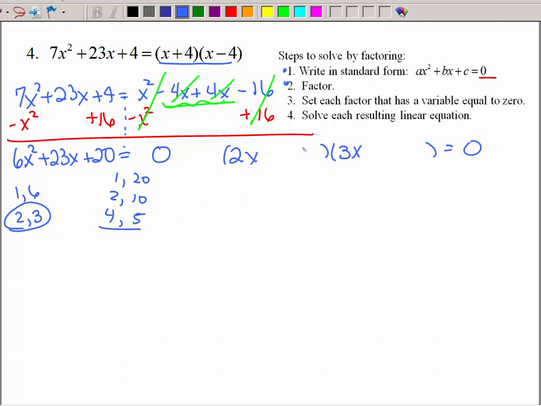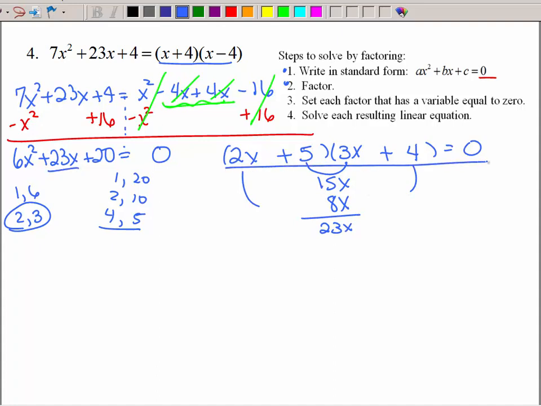I can't put the 4 with the 2 because they have a common factor. So let's try the 5 here and the 4 there. And since everything is positive, I know that's positive. Let's see if I got lucky. That's 15x. That's 8x. That's 23x. That's good. So I know that is factored correctly.